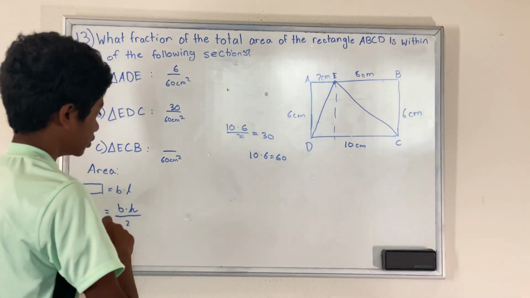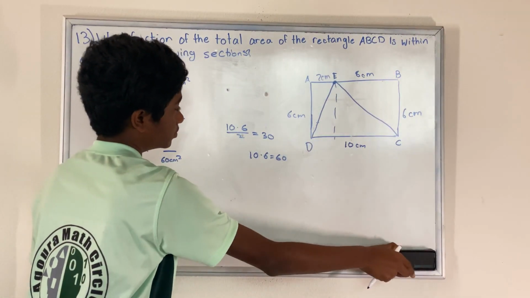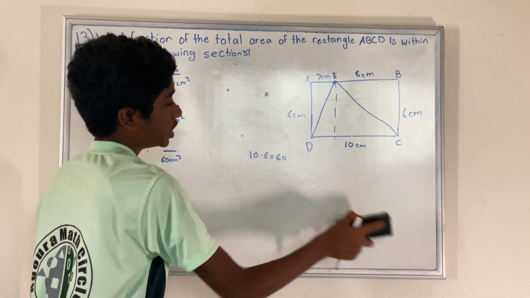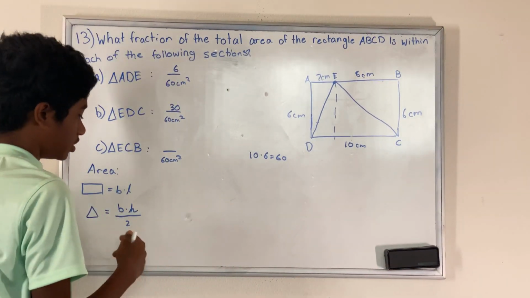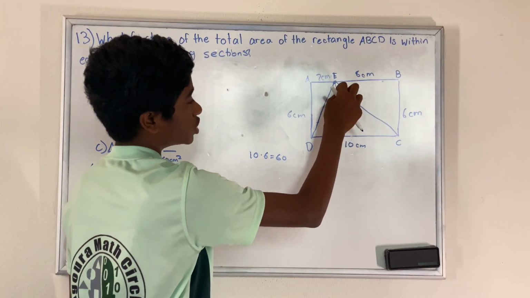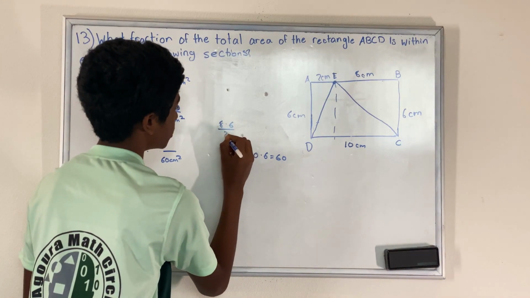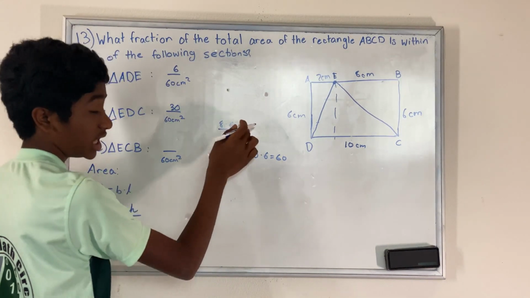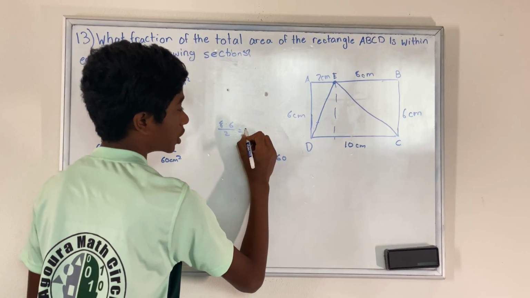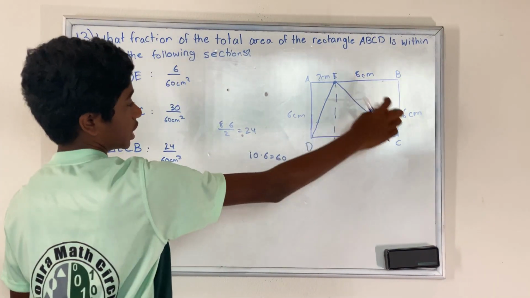Okay. So now triangle ECB. So we had to use the formula once again, and the height is 6 centimeters and the base is 8 centimeters. So it's 8 times 6 divided by 2, which is equal to 48 divided by 2, and that's 24. So 24 is the area of this triangle.